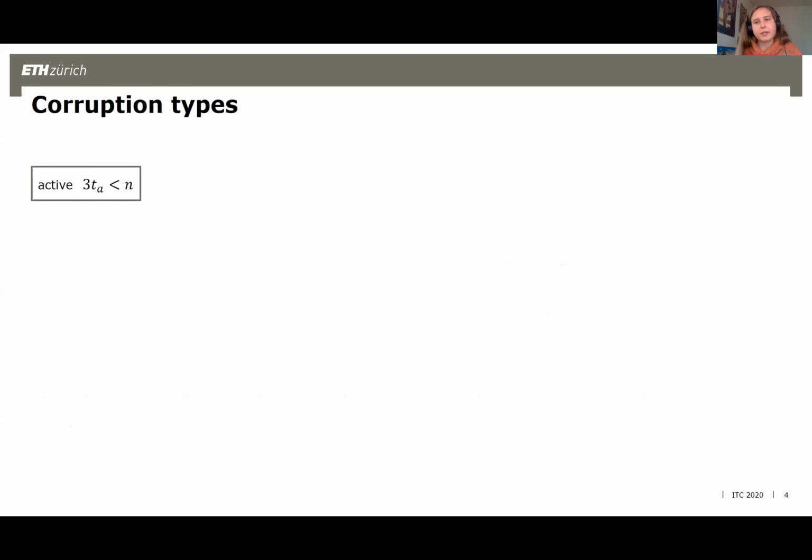There are many corruption types considered in the literature. The standard ones are active corruptions, where the adversary fully controls the parties. This is very strong, but we pay for it: for perfect security, we can only tolerate up to n/3 corruptions, so not so many.